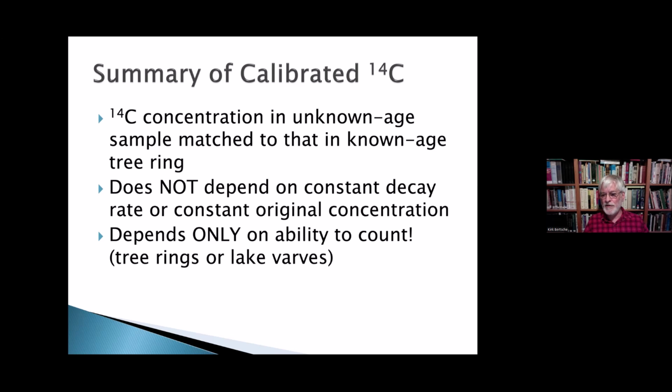Or if the original concentration was something different than you expected, that all cancels out as well, because you're looking at what went into the tree rings that you've counted and into your unknown sample and just comparing them. The only thing that it depends on is your ability to count these rings, the rings or the lake varves. So almost all of the assumptions that people raise to complain about radiocarbon dating, they don't apply to calibrated dates. And this is something that I think the young Earth creation community has not quite understood. They keep complaining about all these assumptions, which are not made anymore. That was the old method, not the new method.